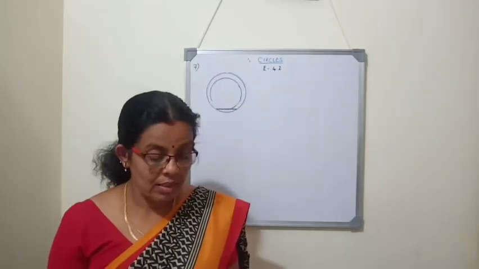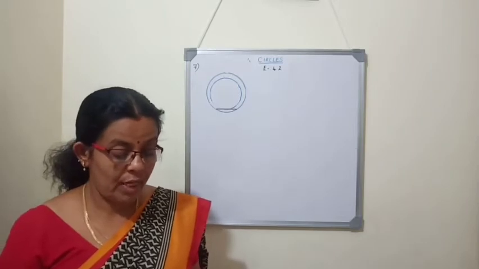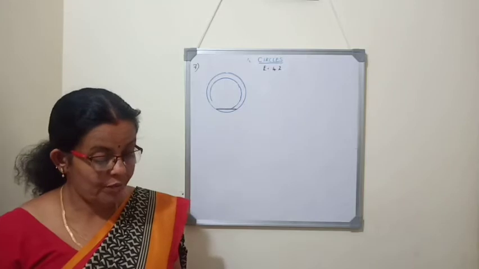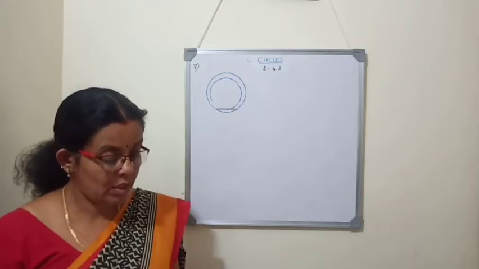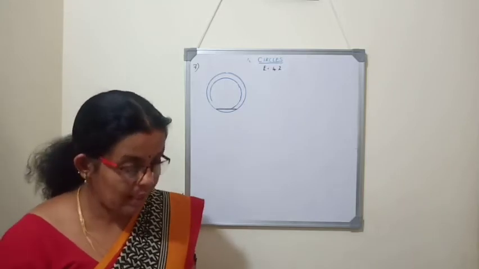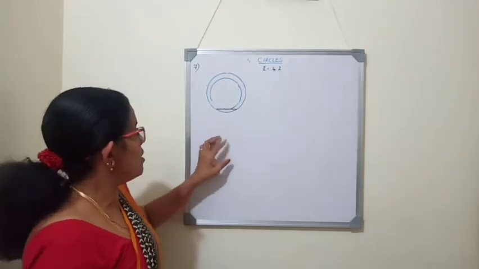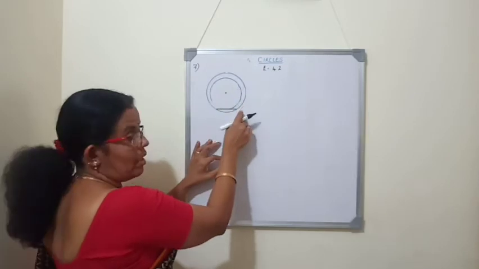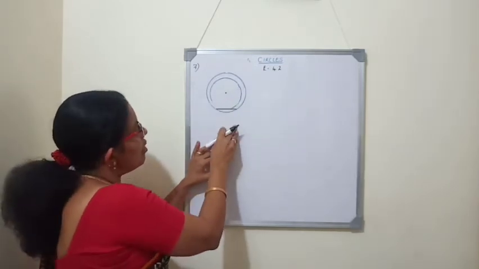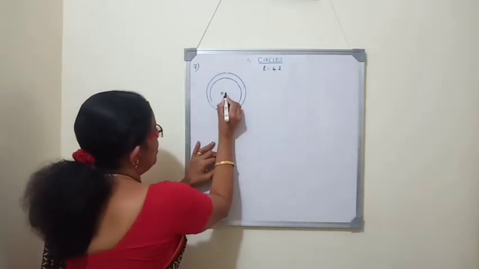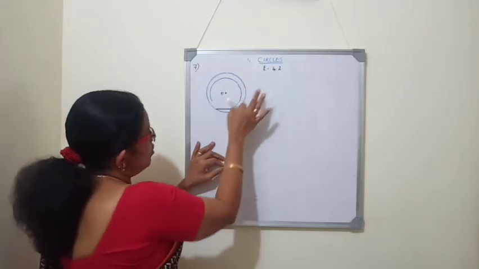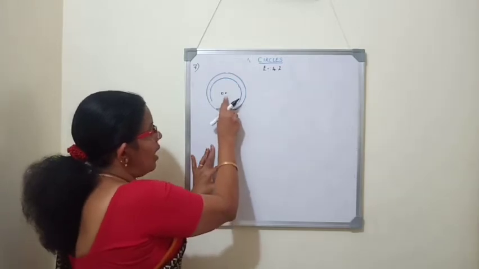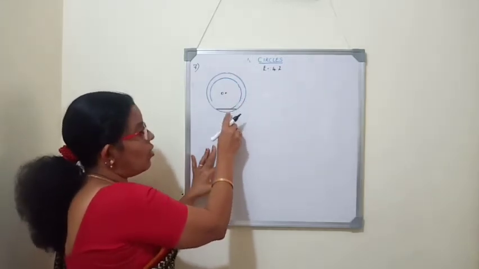The seventh question is, two concentric circles are of radii 5 cm and 3 cm. Find the length of the chord of the larger circle which touches the smaller circle. What is meant by concentric circles? With the same center, if we draw many circles with different radii, they are called concentric circles. So with center O, first circle and one more circle. So these two circles are concentric circles. Circles having same center but different radii are concentric circles.